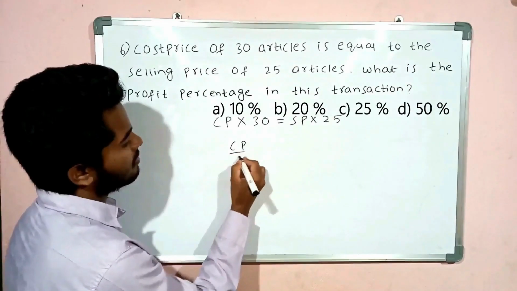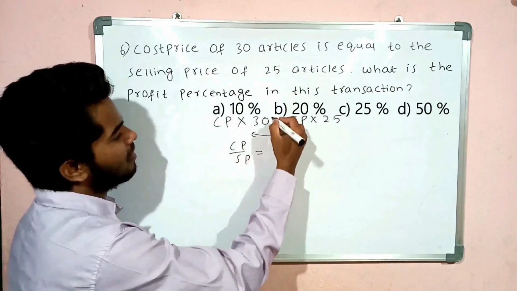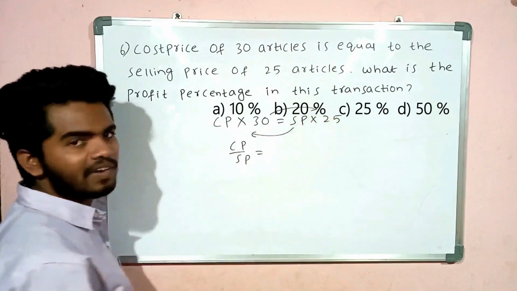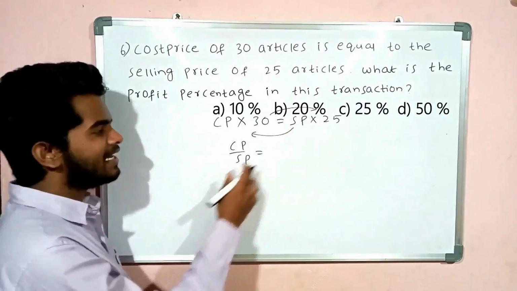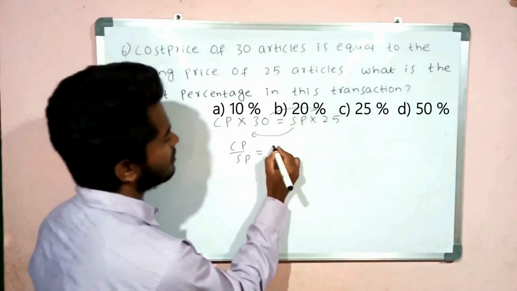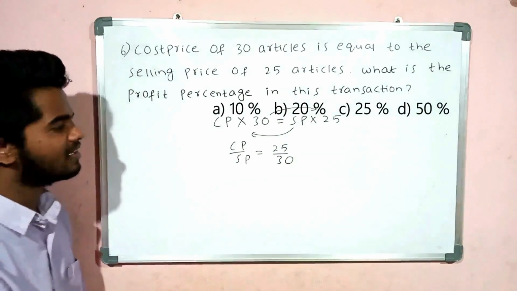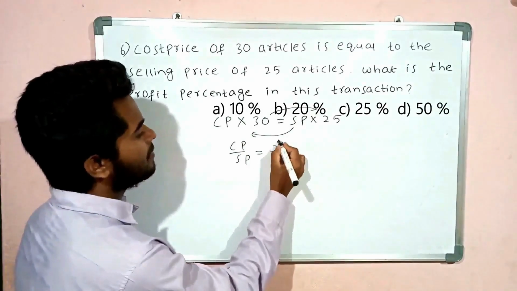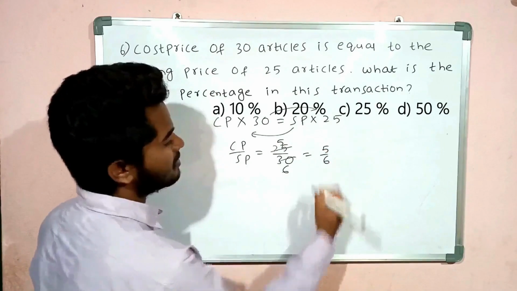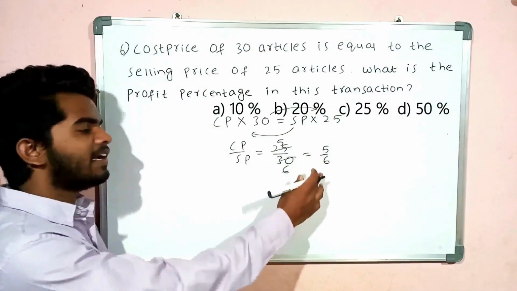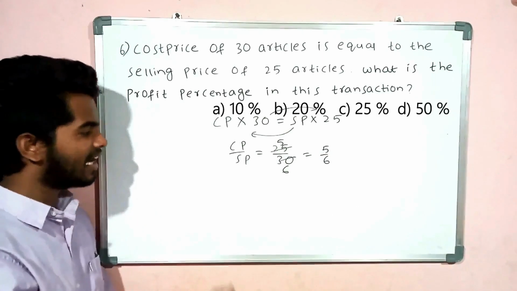Cost price by selling price equals 25 by 30, which is 5 by 6. Cost price is 5 and selling price is 6. Selling price is more than cost price, so it is called profit.